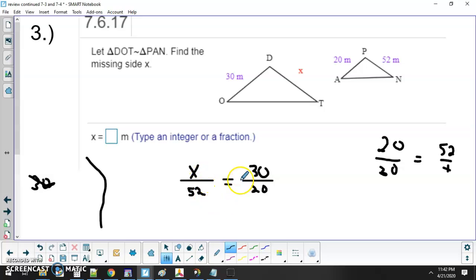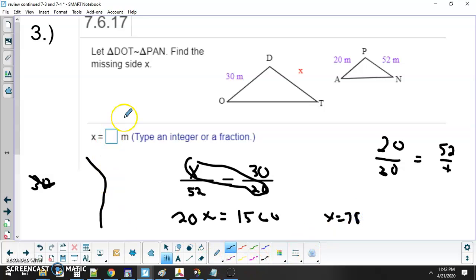That's an important thing to understand, that the ratios could go from small to big or big to small. You just have to make sure you're consistent in both ratios. To solve this, you're going to do cross multiplying. So you take the 20 and multiply it by the x, and then you multiply the other two numbers, 52 by 30. 52 times 30 is 1560. Then you just divide it by 20 to get your final answer, which ends up being 78. So x equals 78, and that's it for that one.